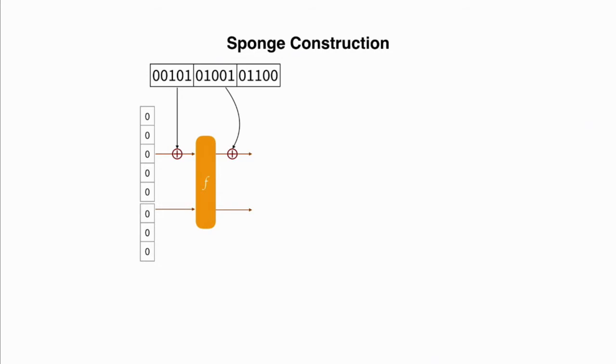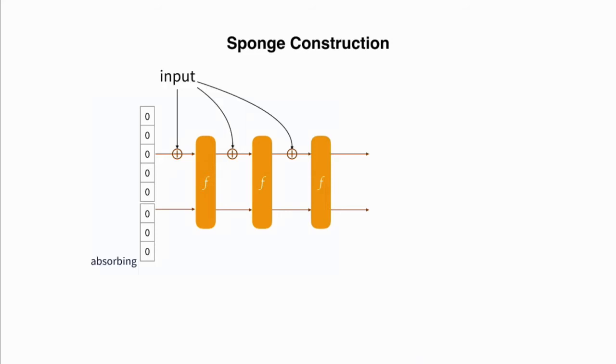Then we take the second block, and we XOR that with the public part after permuting, after using something like AES, right? We permute again. And finally, if we have only 3 blocks, we XOR the final block with the public parts, and we permute again. Make sense? It's just what we call absorbing, right? It's a sponge function. We absorb a message. Makes sense.